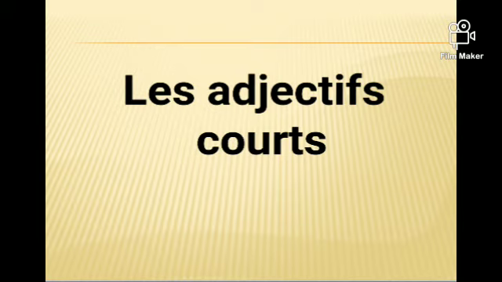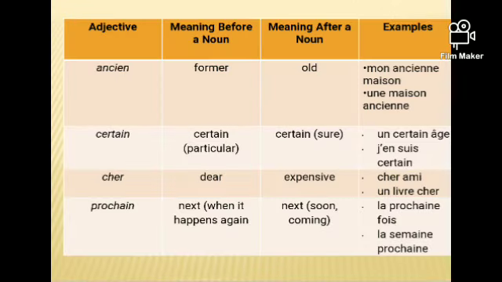Short descriptive adjectives are les adjectifs courts in French. They come before the noun. For better understanding, now let's see la position des adjectifs in this table. Ancien. When ancien comes before a noun, it is former. When ancien comes after a noun, it is old. For example, mon ancienne maison means my former house. Une maison ancienne means an ancient house.